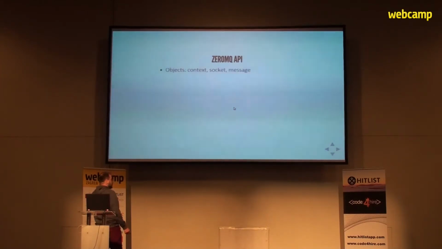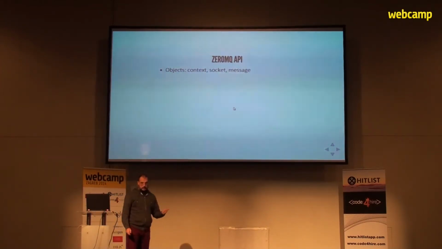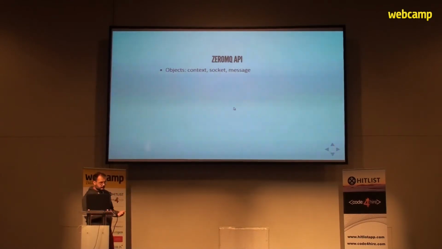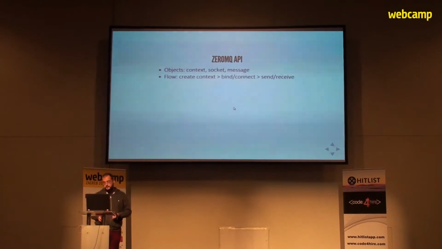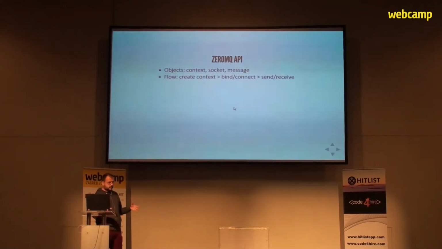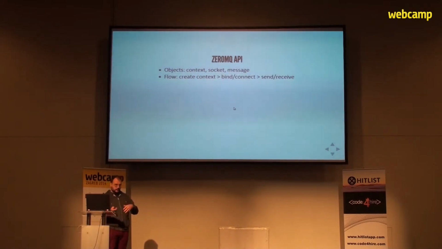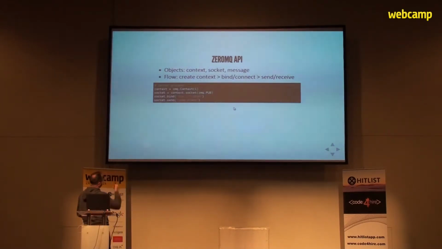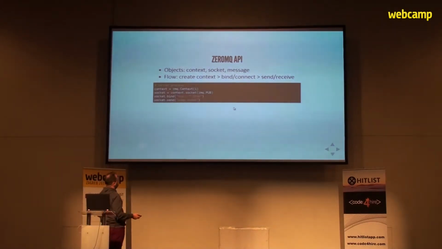The API of ZeroMQ revolves around 3 main objects. There is one global context, which stores some common data for one application. There are sockets and messages. The typical flow is that you create this global context object, and then you use that to create sockets, which you can bind or connect depending on which side of the equation you are, and then you use it to send or receive messages. Here's an example of a Python implementation of a simple publisher and subscriber.